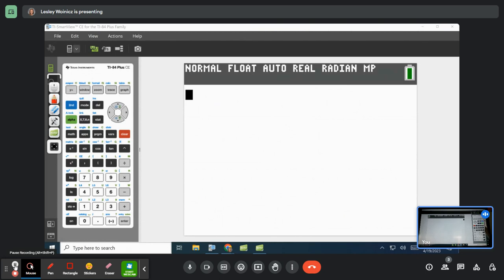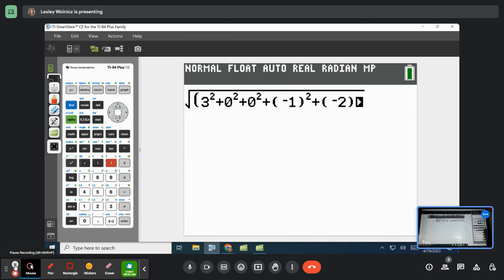Okay, find the square root. Great big parentheses. 3 squared plus 0 squared plus 0 squared plus, I need to square my negative 1. Make sure he goes in parentheses. And then I have also a negative 2 to square. Make sure he goes in parentheses. Now I'm going to close my big parentheses, my outside set of parentheses. And now I can divide by 5.